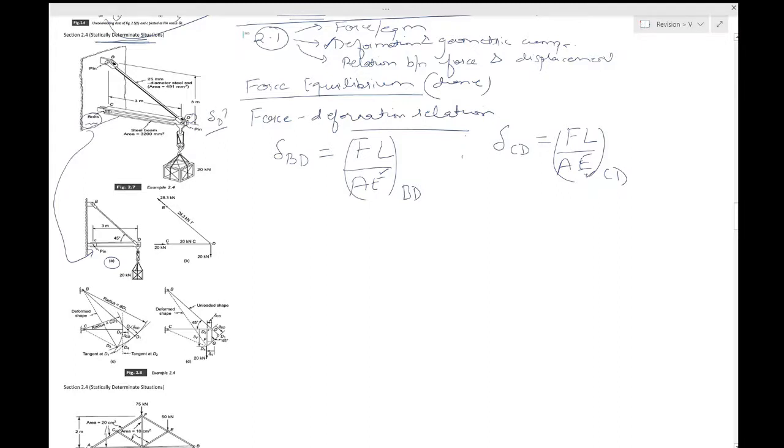So that's what you have with you. You have the delta BD, meaning the extension in BD, and delta CD, the compression in this one. This you already have. What is the objective? Remember, it is to find the displacement of D, the point D. Where would the point D move? This should have both a horizontal and a vertical component, and we'll have to find both. It's a planar problem, so any displacement would have two components.